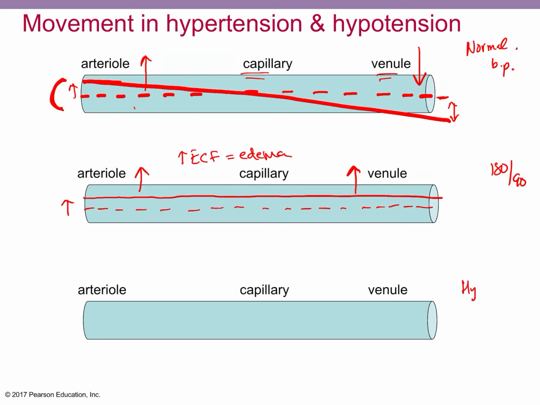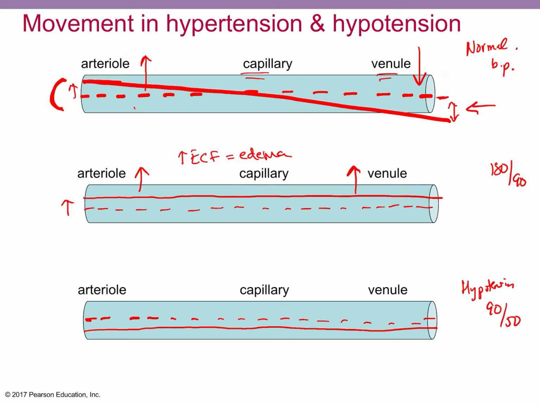If you have low blood pressure, hypotension, let's say, 90/50, something like that. What happens is you have low hydrostatic pressure. Your oncotic pressure doesn't change.